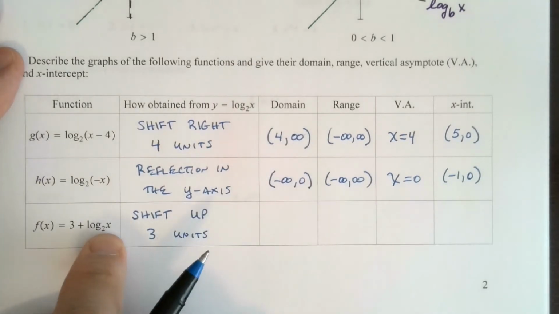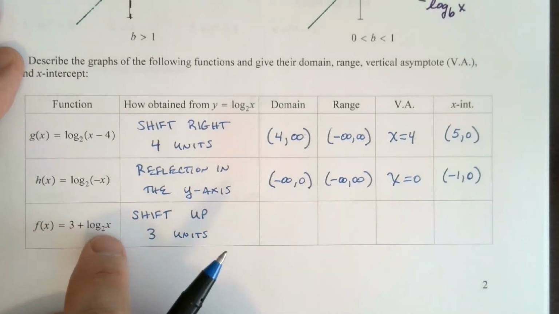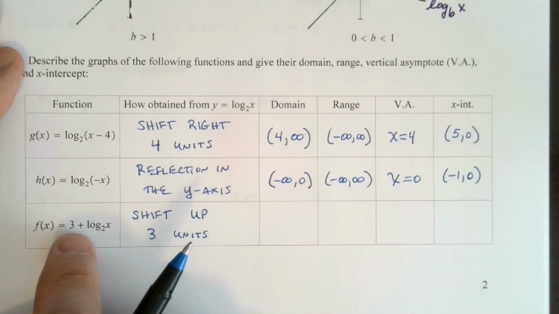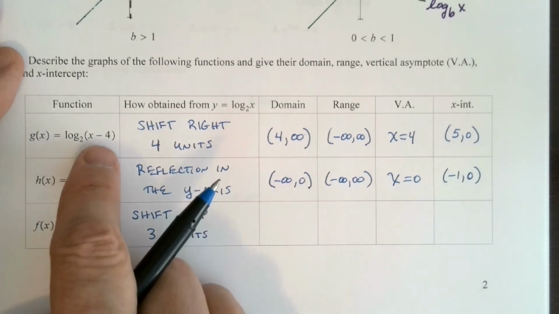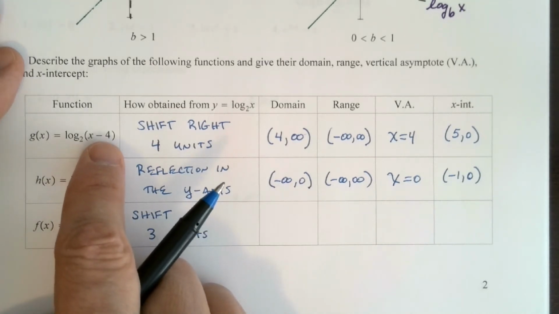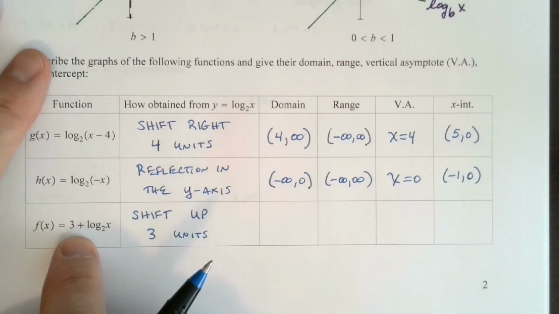Because we have log base 2 of x and we just added 3 to it. Doesn't matter the order, right? So log base 2 of x and then add 3. Notice this, it's not like here where we've done it inside the log function as an input. We replace the input x with x minus 4. Here we just add 3 to the output.